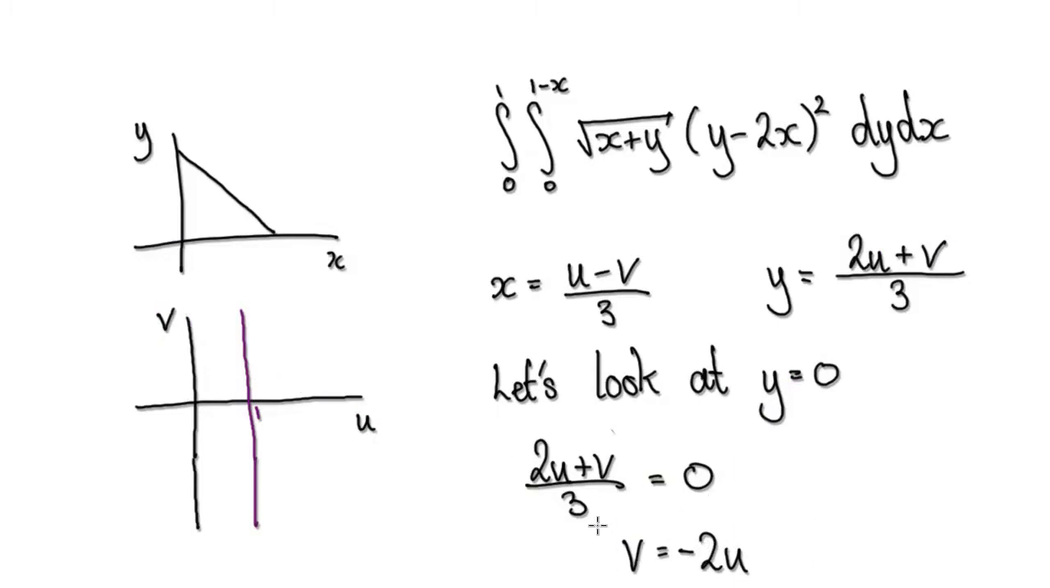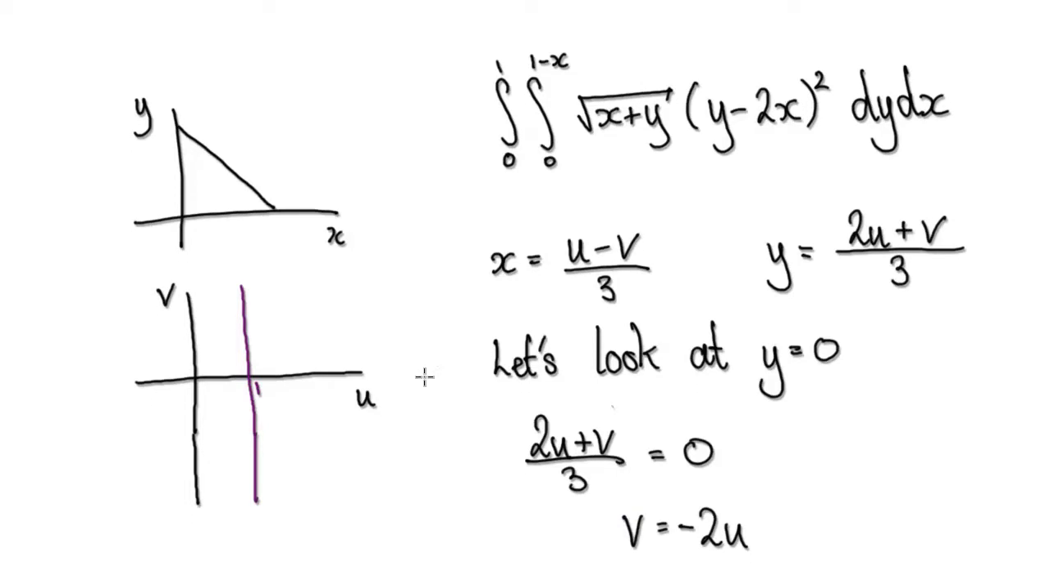V equals minus 2u would look like this. It's a diagonal line, gradient of negative 2. So this line here would then become this thing here. This diagonal line here would then become this vertical line here. Okay, so now let's investigate this particular point.